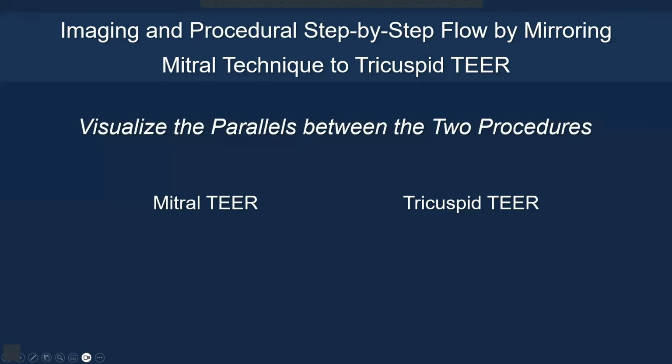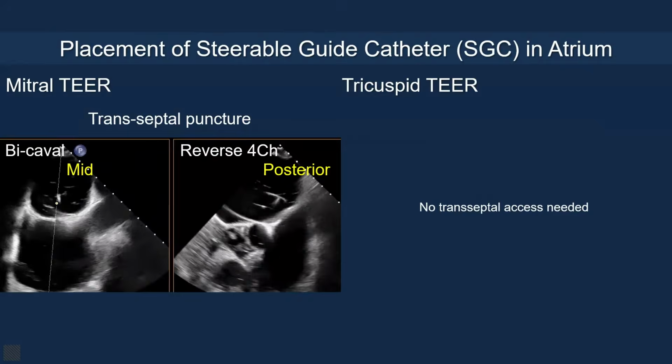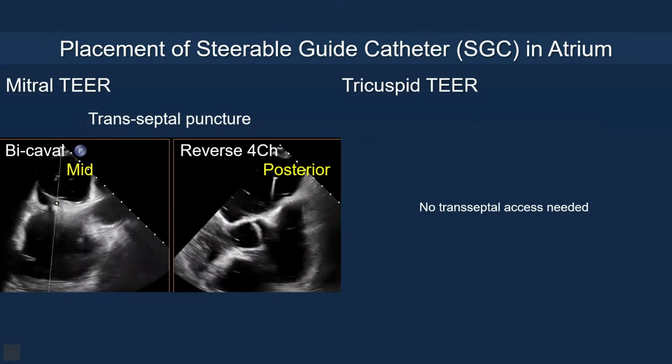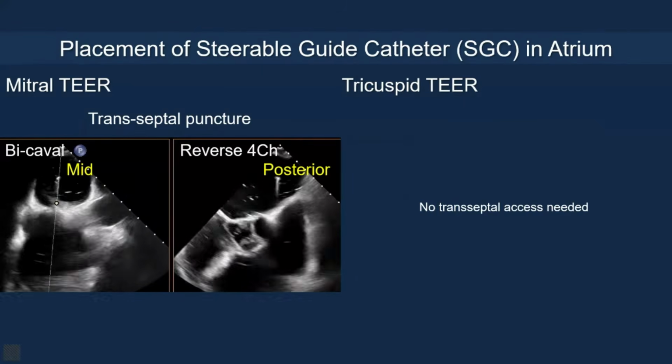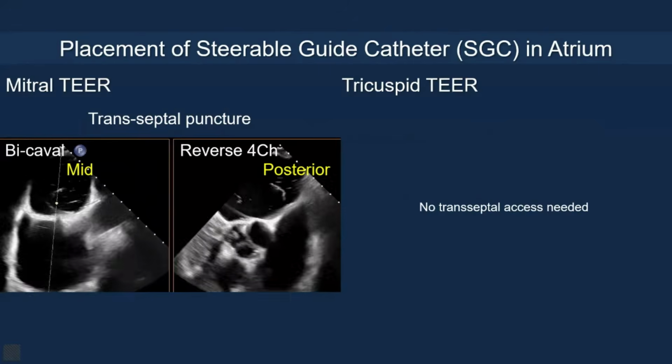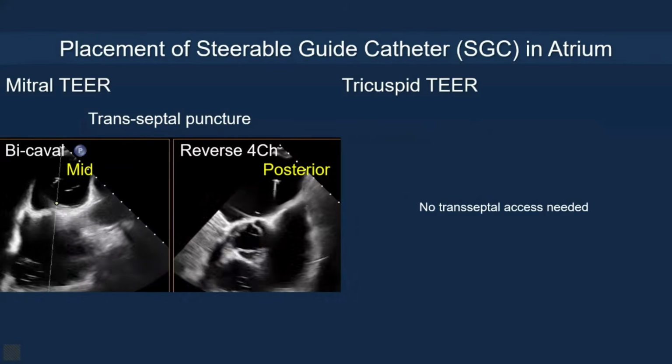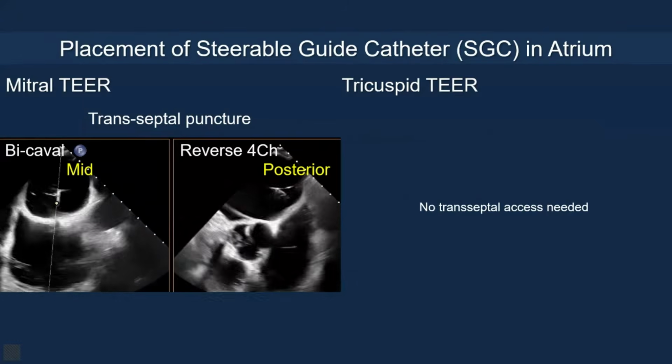Next, I'll show you step-by-step sequences of both mitral and tricuspid TEER side by side to visualize the parallels between the two procedures. First, in mitral TEER, transseptal puncture is performed at the posterior and mid portion of the fossa to create optimal runway for the steerable guide catheter, or SGC. In tricuspid TEER, this step is not necessary.